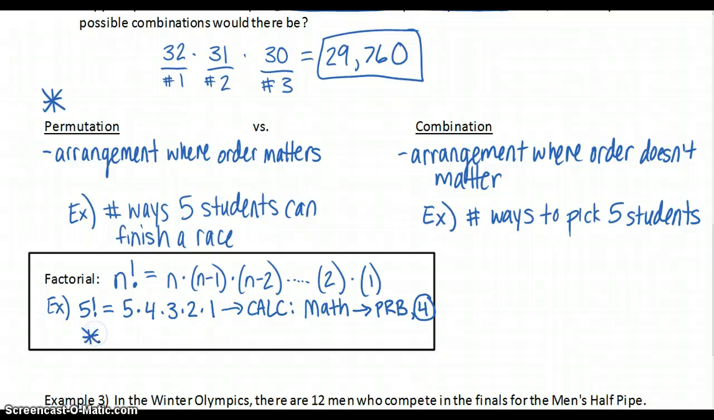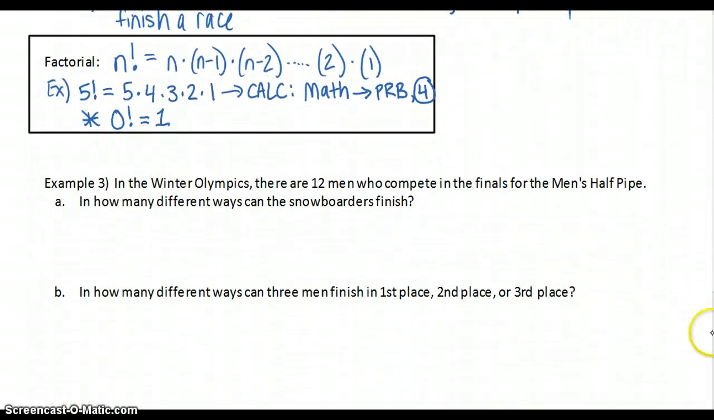Another really important fact with factorials is 0 factorial. You would think it equals 0, but it's actually defined to equal 1. So anytime you have 0 factorial, that's actually just 1. Alright, let's try one more example.